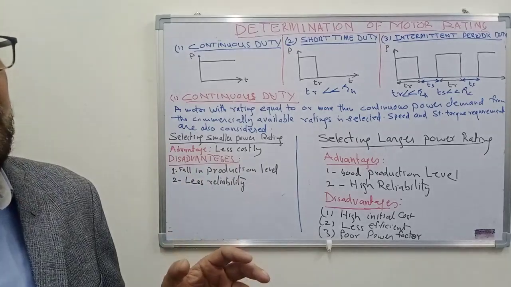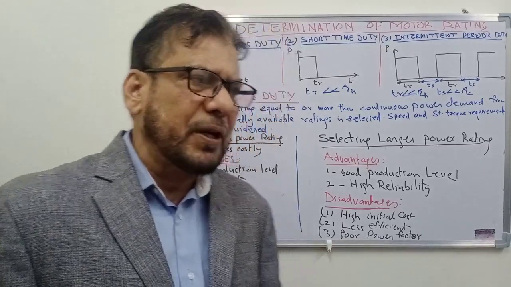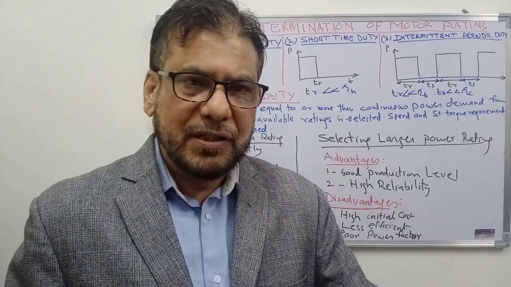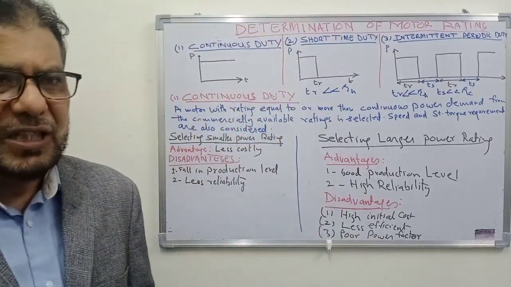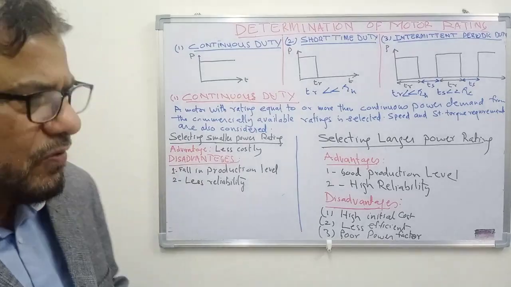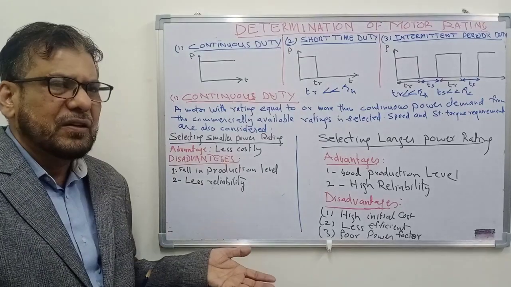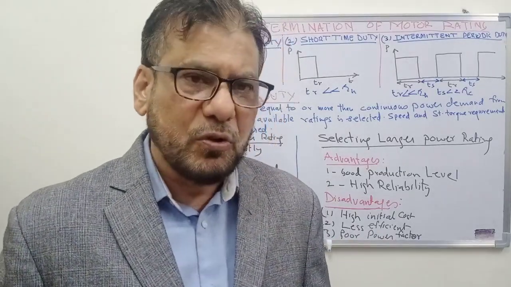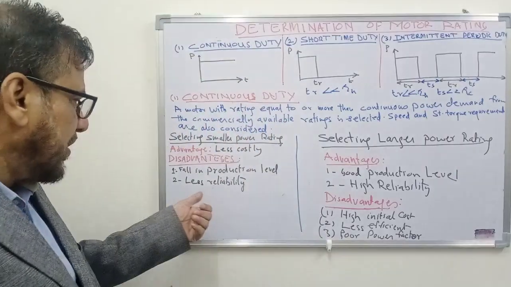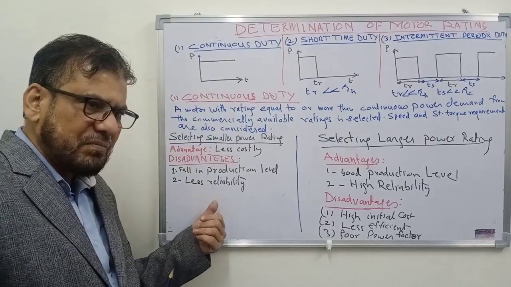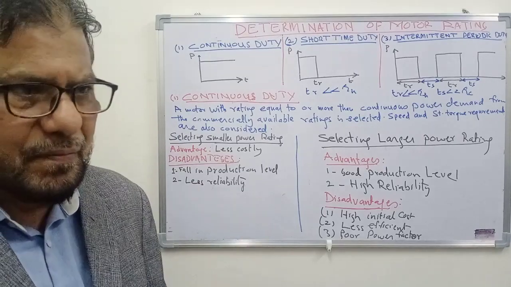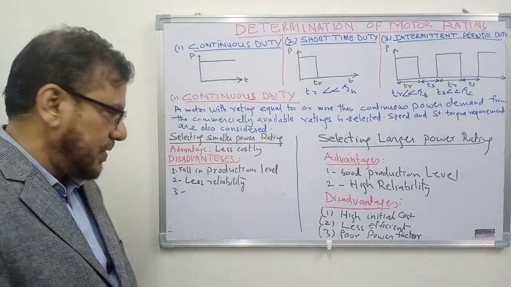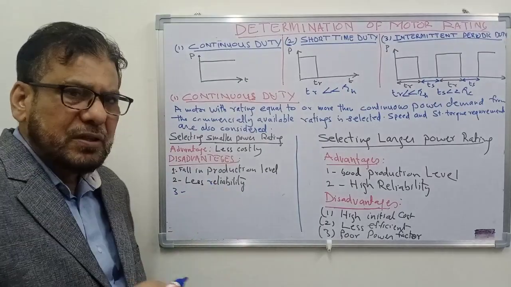That is, when you load it continuously, what will happen? The temperature rise of the machine will be more than the temperature rise for which the machine is designed. It will be overheated. So what will it do? It will reduce the life of the motor, and you will have frequent failures. You have to go for maintenance several times. So this will reduce the reliability of the motor, and moreover the lifespan will also be reduced. So you can say that it will burn out earlier.